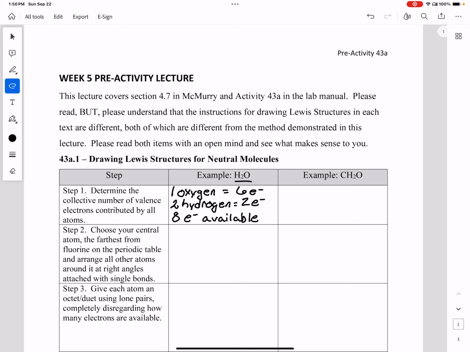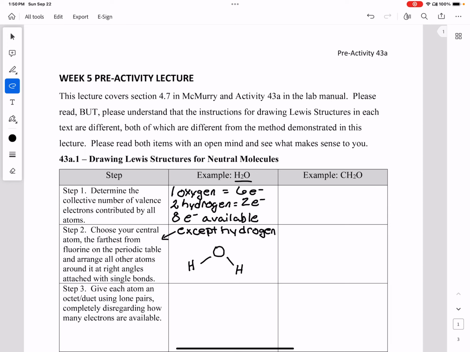Okay, so our next step is to choose the central atom. What you're going to choose is the atom that is the farthest away from fluorine, except hydrogen. So I have to pick oxygen, and I'm going to arrange the other atoms with single bonds.